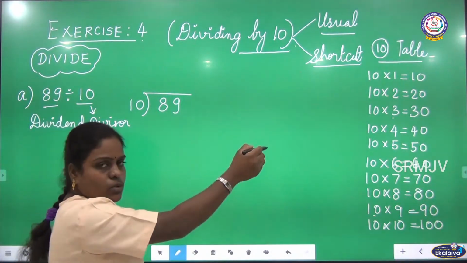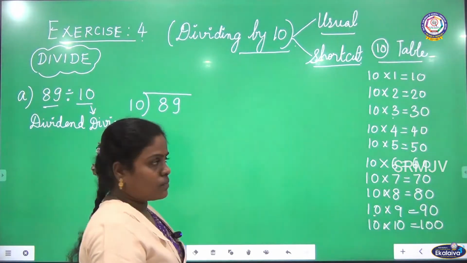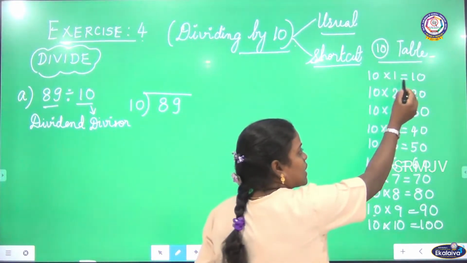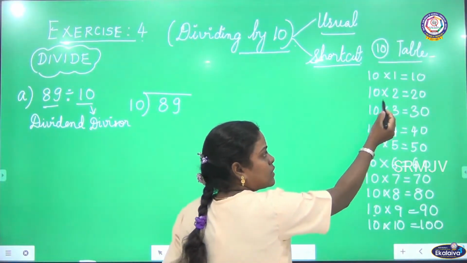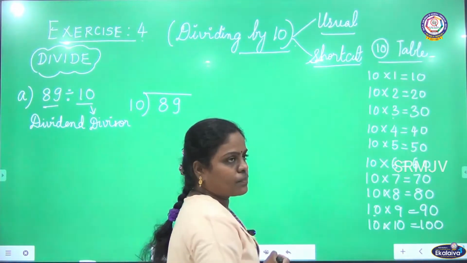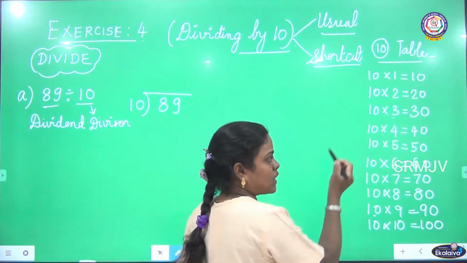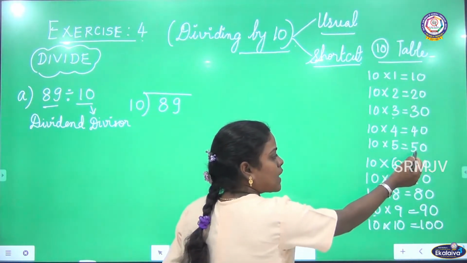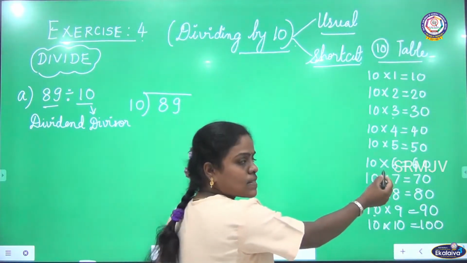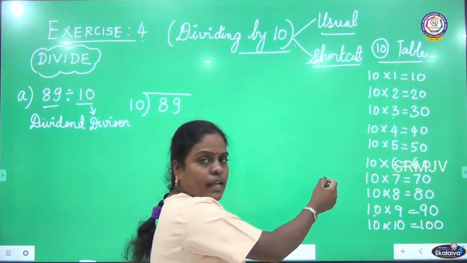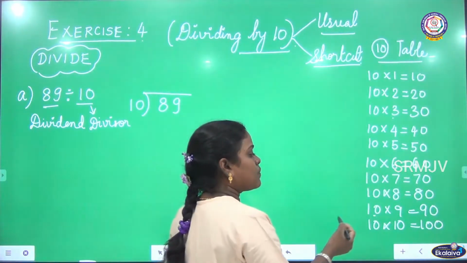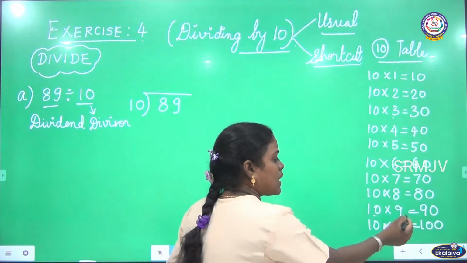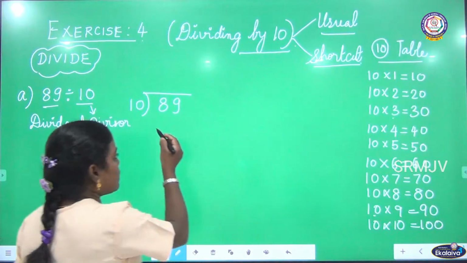So we have to use the 10 times table. Let us recite the table. 10 ones are 10. 10 twos are 20. 10 threes are 30. 10 fours are 40. 10 fives are 50. 10 sixes are 60. 10 sevens are 70. 10 eights are 80. 10 nines are 90. Look at the dividend children.